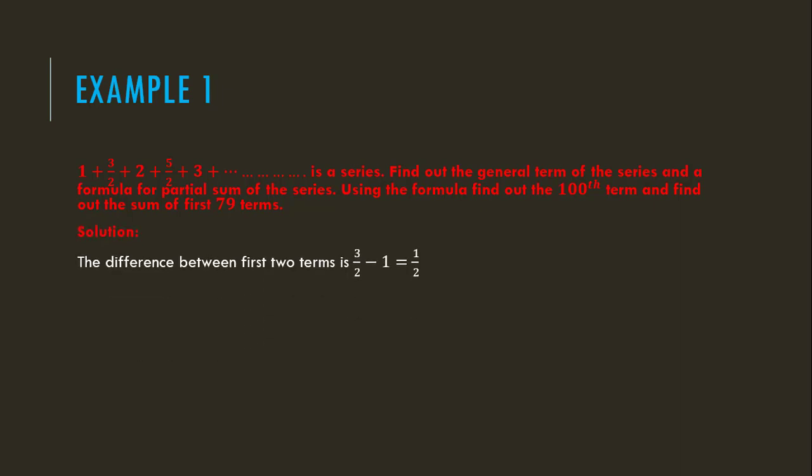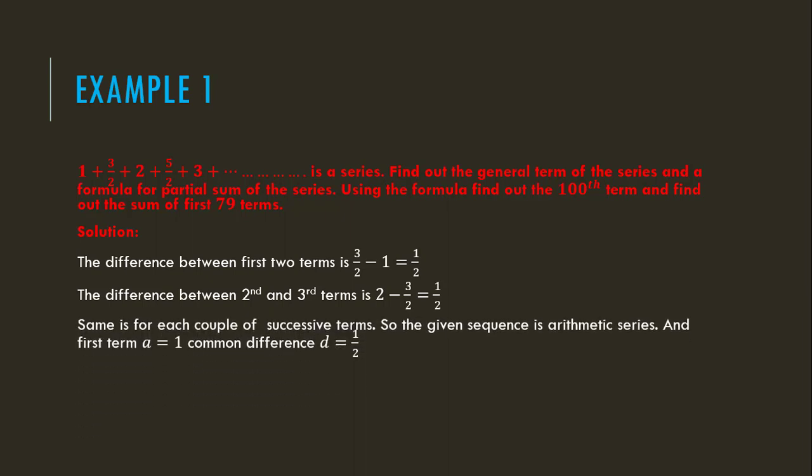The difference between the first two terms is 3 by 2 minus 1, equal to half. The difference between the second and third terms is 2 minus 3 by 2, equal to half, and the same holds for each pair of successive terms. So the given sequence is an arithmetic series, and the first term a is equal to 1, the common difference d is equal to half.